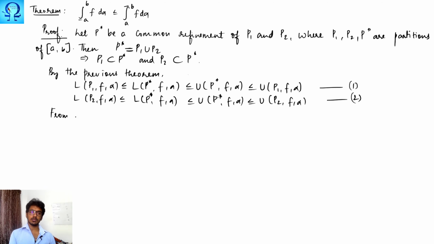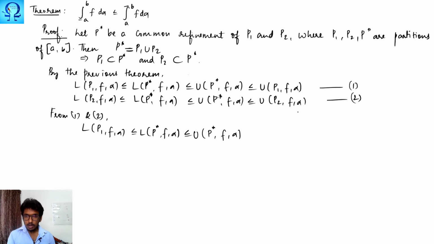From 1 and 2, what we get is that L(P1, f, alpha) is less than or equal to L(P star, f, alpha). I am taking the first half from equation 1, and this is of course less than or equal to U(P star, f, alpha), and I am going to equation 2. So this gives me U(P2, f, alpha). Okay, here this is what we get. Now let us rewrite this as L(P1, f, alpha) less than or equal to U(P2, f, alpha).